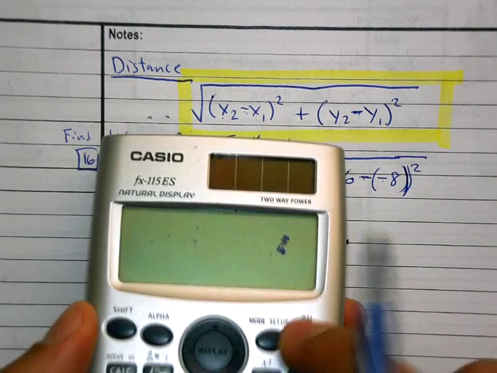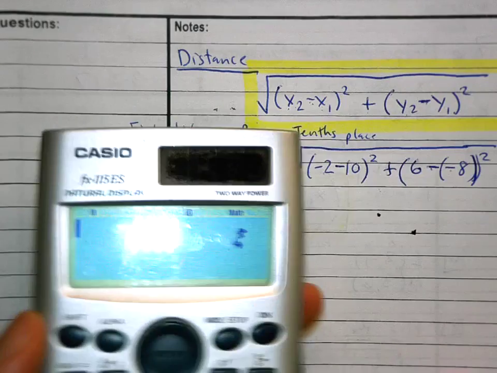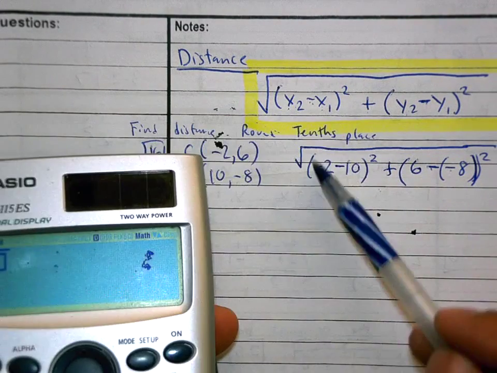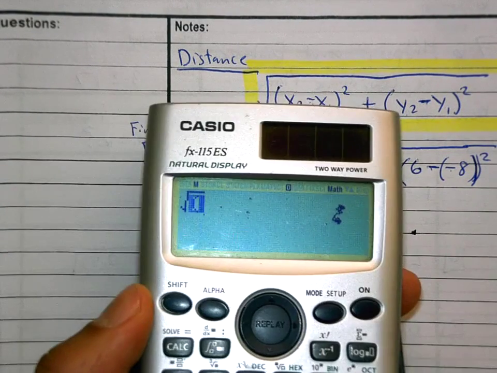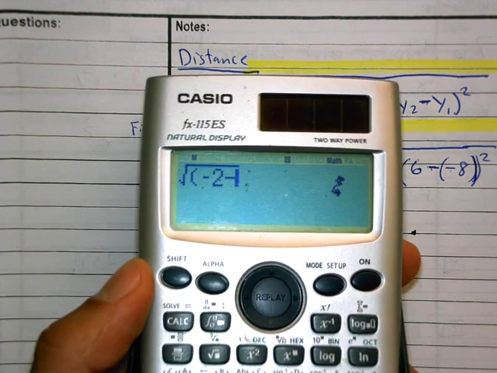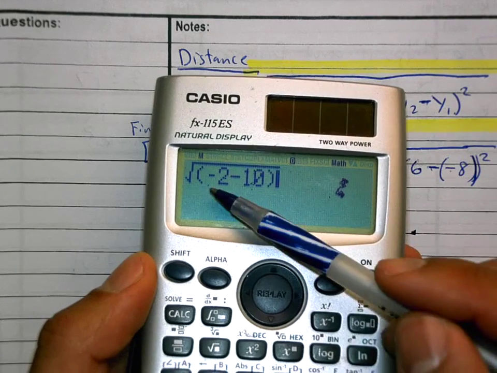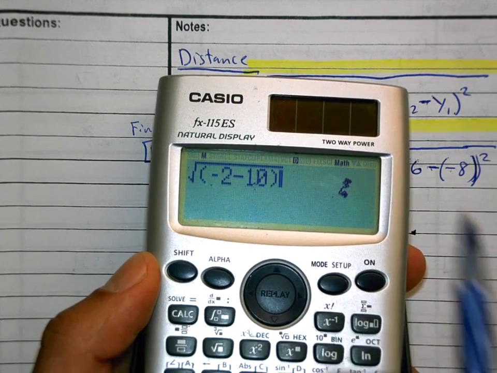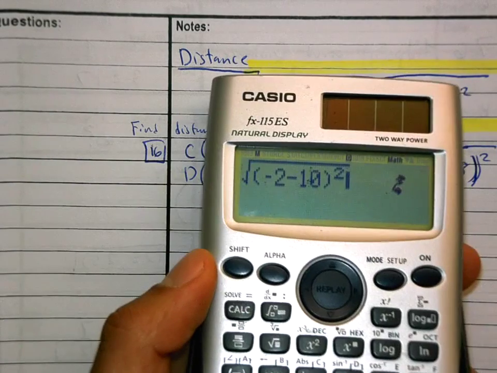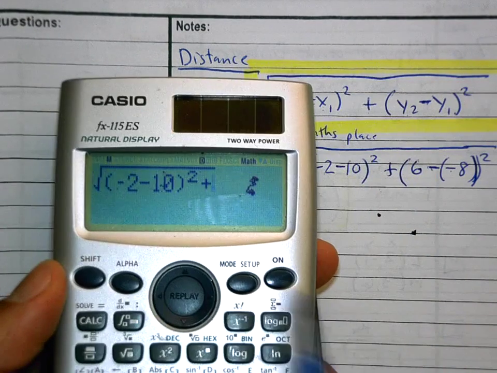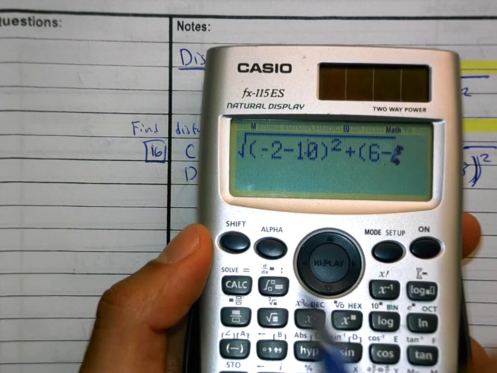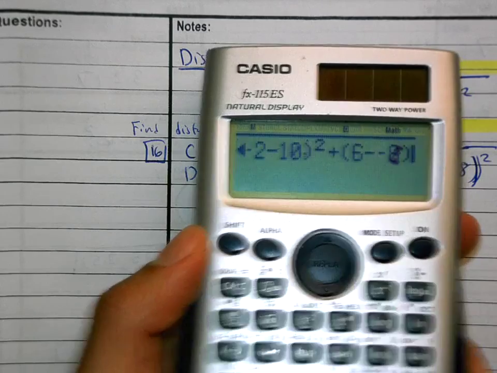Literally, what I'm going to recommend is you press the square root button. See how you have a square root button? Then I see parentheses, right? So I'm going to put parentheses. Negative 2 minus 10, squared. It will square that. Plus parenthesis, 6 minus a negative 8, end of parenthesis, squared.